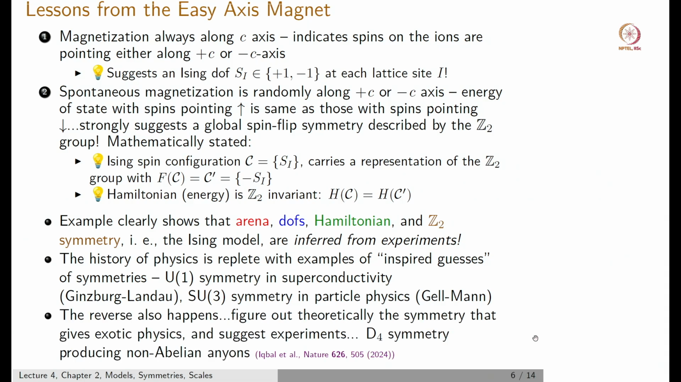Now, this is how things were happening. People looked at experiments, they guessed symmetries, but we have also moved on, and in fact, nowadays what people do is they think up a symmetry and they study a problem with that symmetry and see if it produces some exotic physics. And I am showing you here a reference to a paper in which they have studied non-abelian anyons in a system which has a certain type of D4 symmetry. D4 is some kind of dihedral group. So I invite you to take a look at it in your free time.